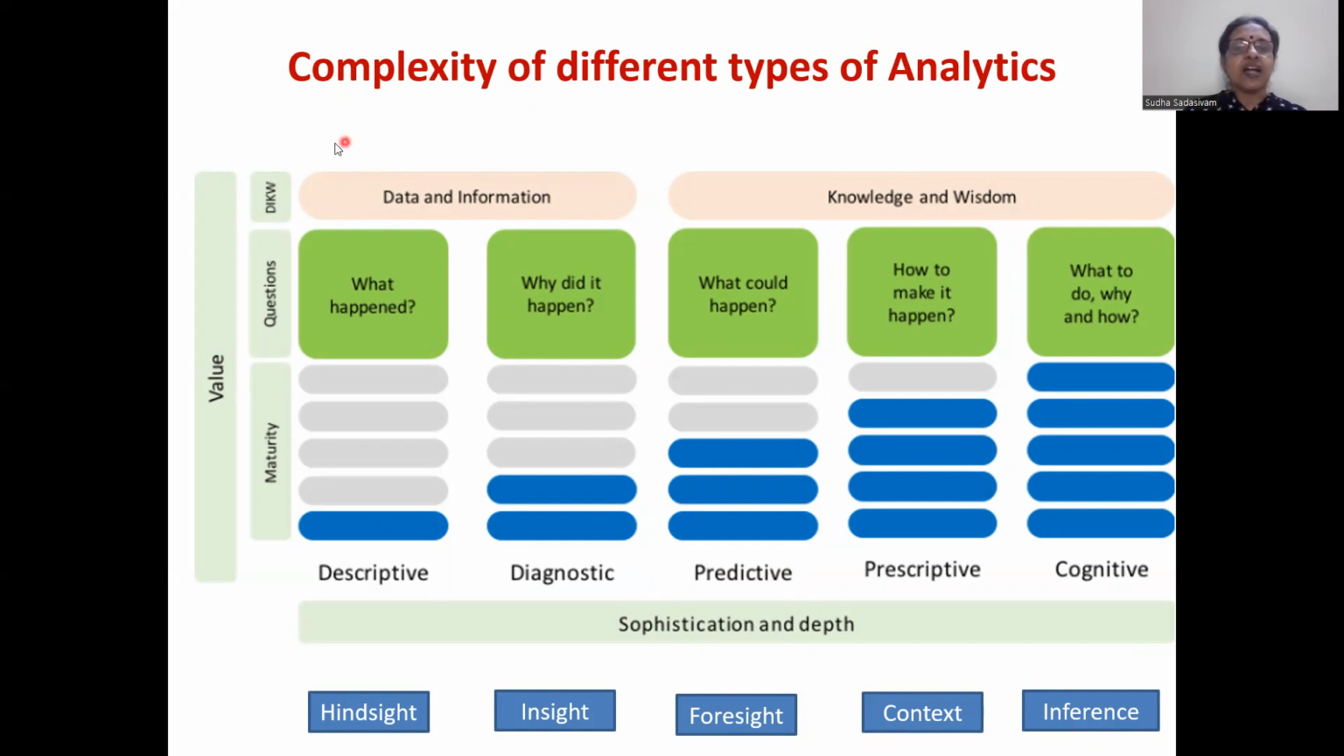So descriptive as well as diagnostic analytics are concerned with the data and information portion of the knowledge pyramid, whereas predictive, prescriptive, and cognitive analytics are concerned with the knowledge and wisdom portion of the knowledge pyramid. The value of the data increases from the descriptive to the cognitive analytics, from the data to the wisdom.